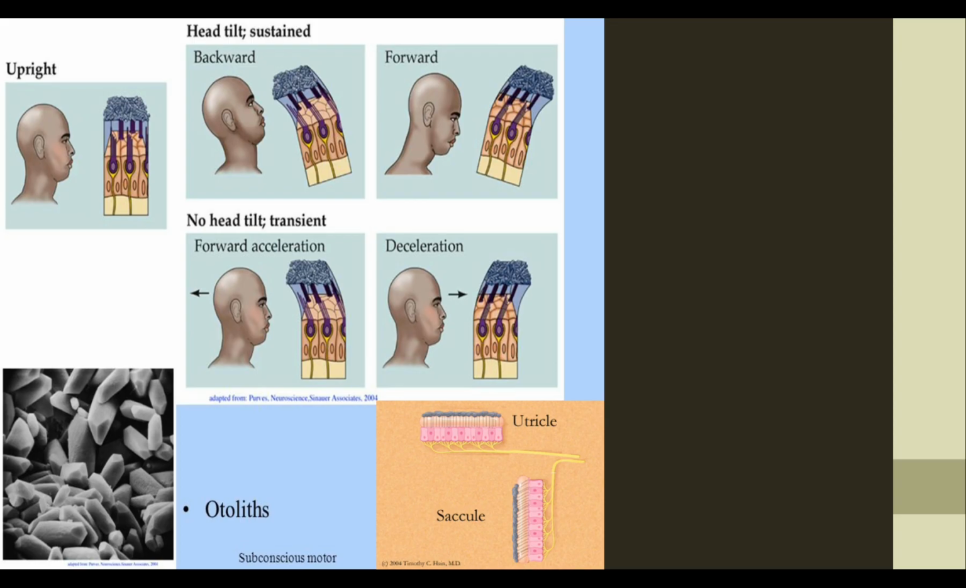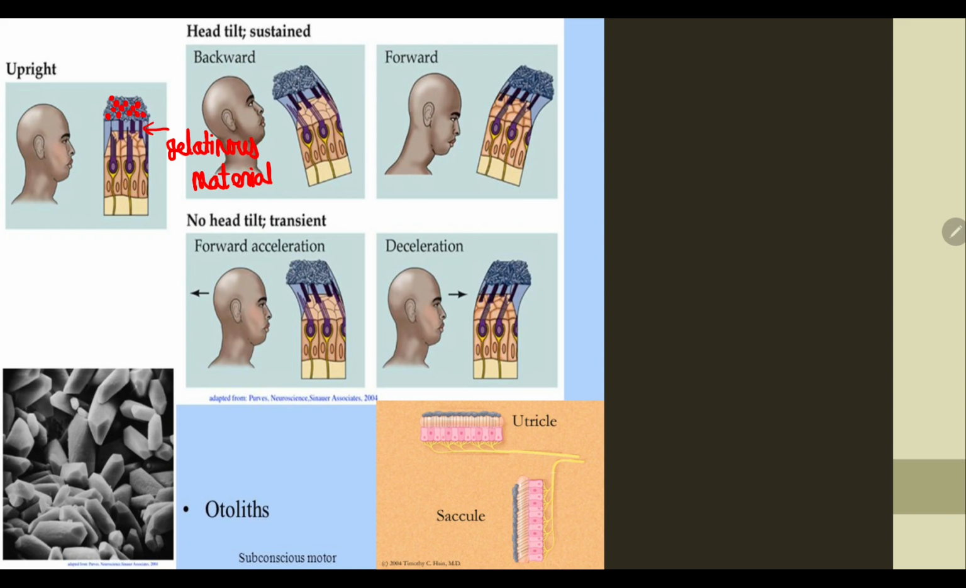Actually, I am taking this as the utricle or saccule structure. The utricle and saccule have sensory hair cells, and these sensory hair cells are covered by a gelatinous, jelly-like material. Next to the gelatinous material, small calcium carbonate structures are present.